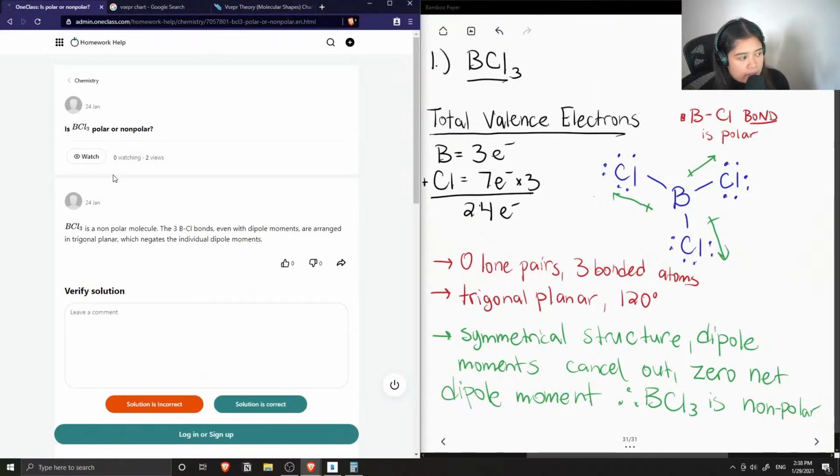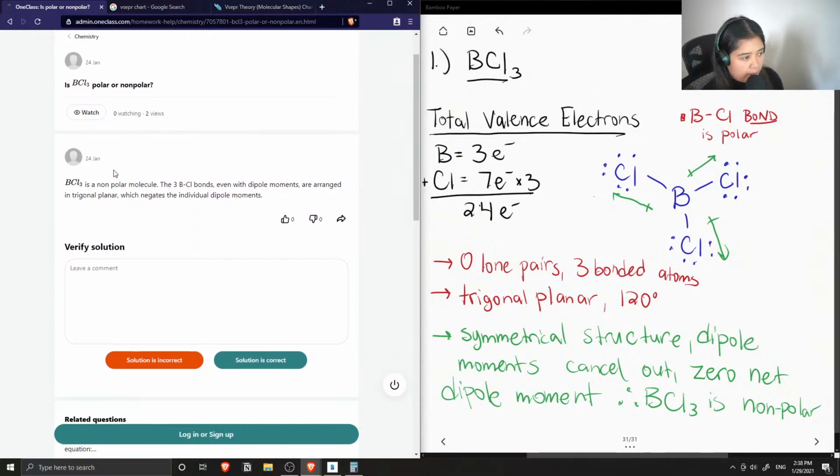And the junior tutor said that boron trichloride is a nonpolar molecule. The 3 boron-chlorine bonds, even with dipole moments, are arranged in trigonal planar, which negates the individual dipole moments. Yep. So this solution is correct.